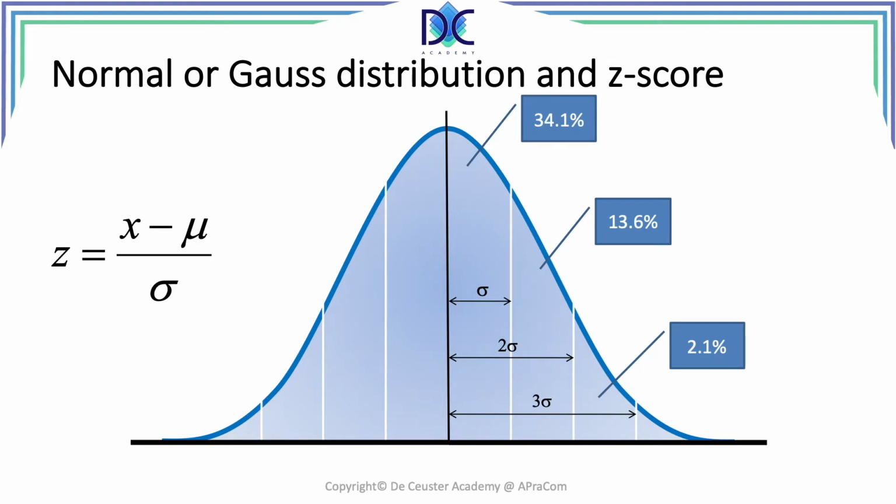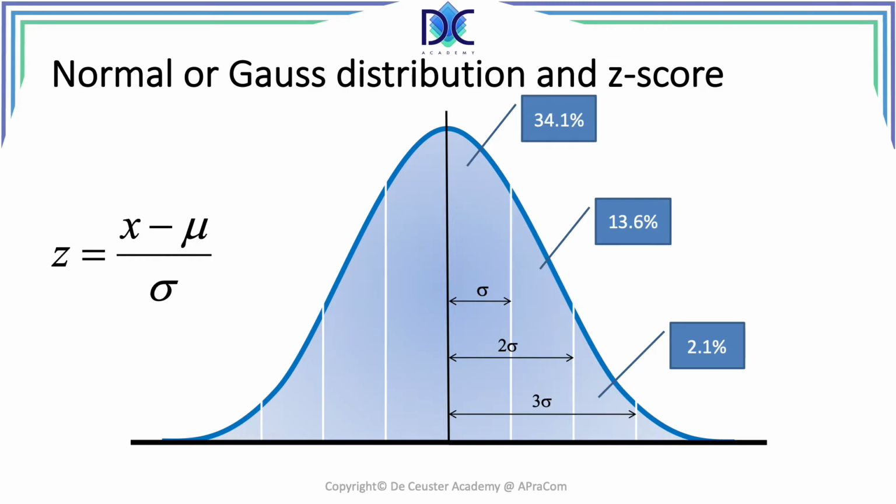It's a symmetrical distribution, which means that we have 50% to the left and 50% to the right. So when I want to measure something and I have this distribution, what's the percentage of the measures that are smaller than the average plus one standard deviation? That is basically 50% plus 34.1%, which is 84.1%.